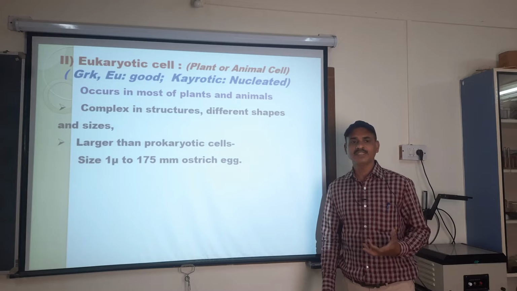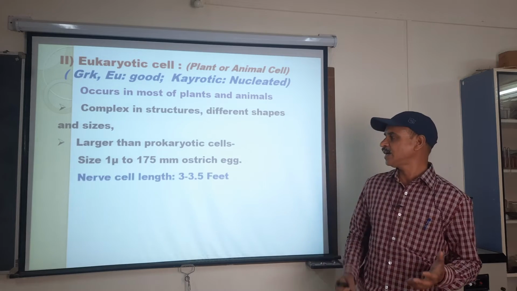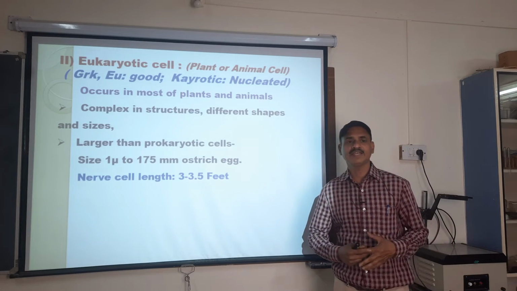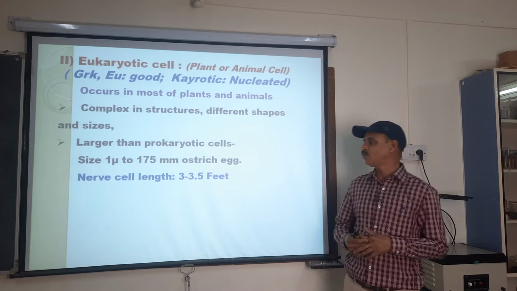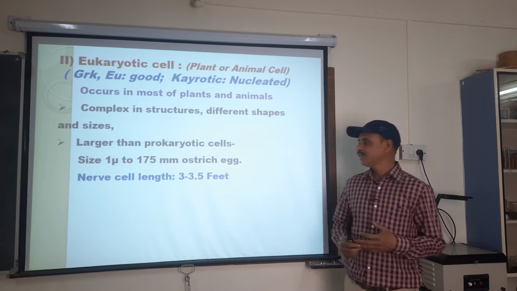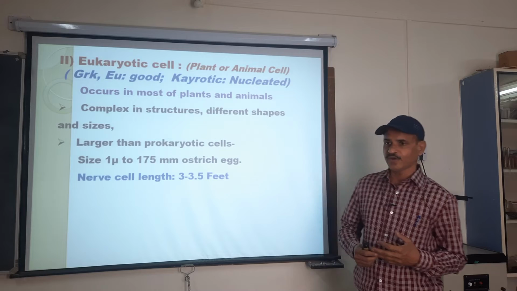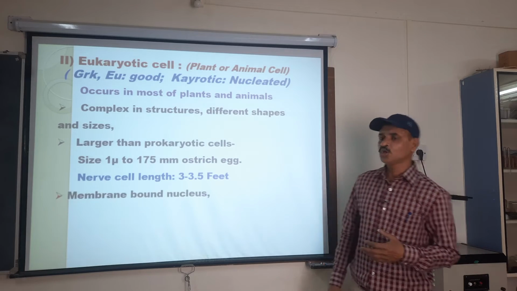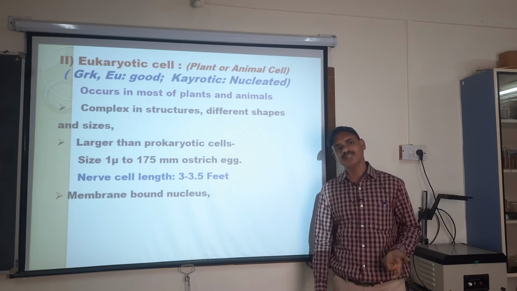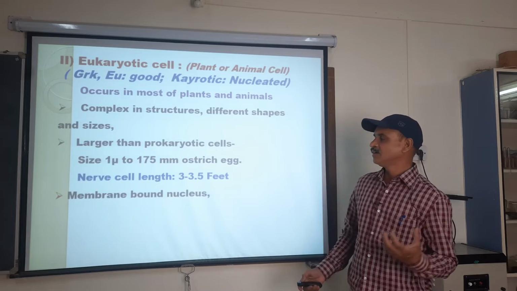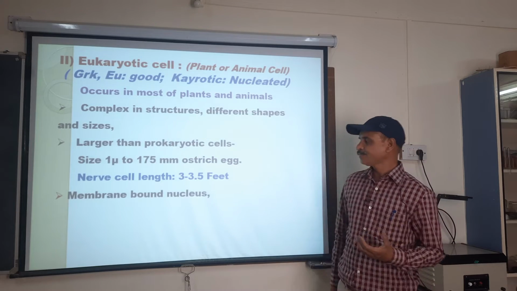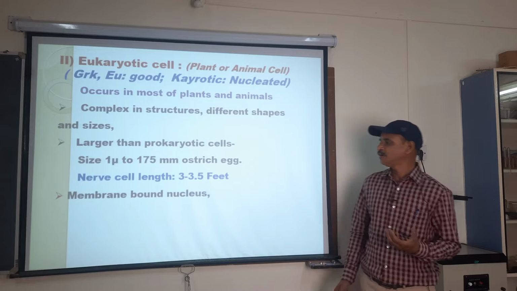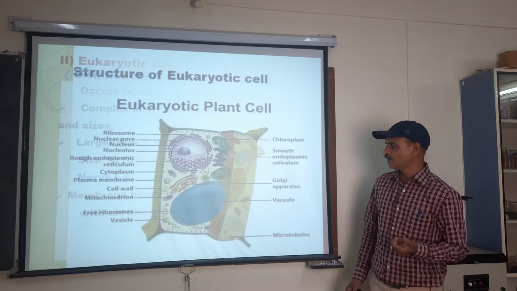For example, the ostrich egg is a single cell and is the largest cell. Then the nerve cell is the longest cell in the animal body. Its length is nearly 3 to 3.5 feet. So the longest cell in the animal body is the nerve cell and the largest cell is the ostrich egg. This cell consists of a membrane-bound nucleus with chromosomal DNA.